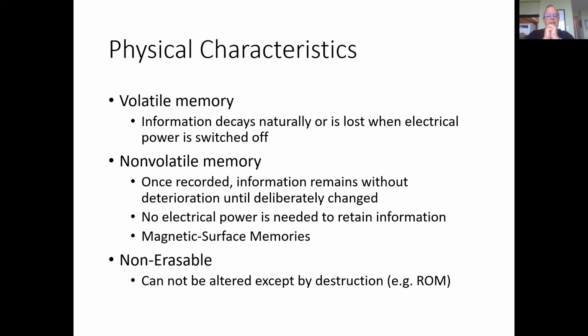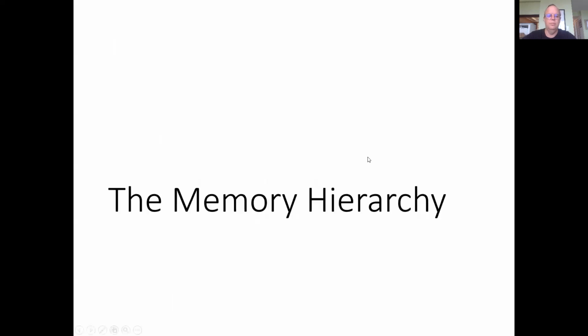And then the other thing is whether it's erasable or non-erasable. If it's non-erasable, it can't be altered except by destruction. So I have a little shredder behind me if I want to get rid of a CD-ROM. Basically, I can run it through the shredder, but it's a read-only memory, so I can't write over it. Now, you do have CD read-write, which was a little bit of a newer technology, but it wasn't as reliable as the CD-ROM, the burned ones.